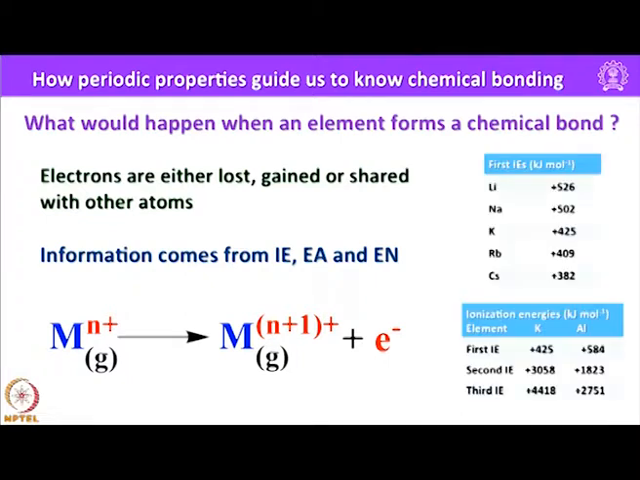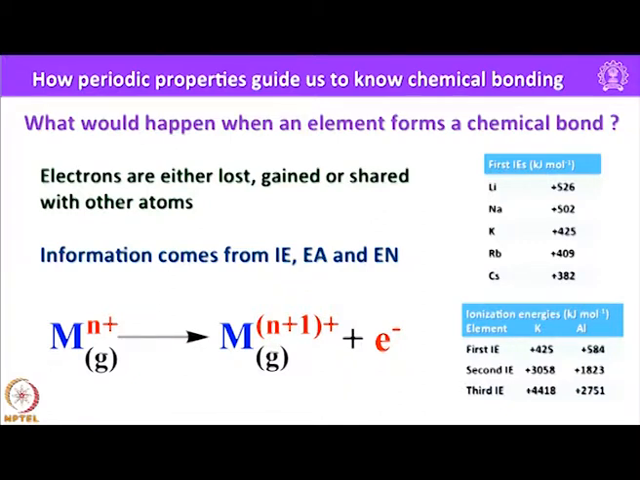When it goes to the next oxidation state, what would happen to that one? How easy is it, how difficult is it? This information comes by simply looking at the ionization energy of these elements. I have listed the ionization energy of the first group 1 elements here.